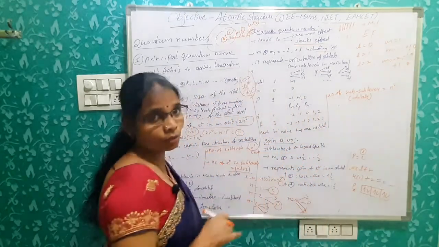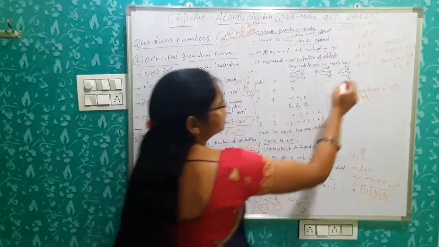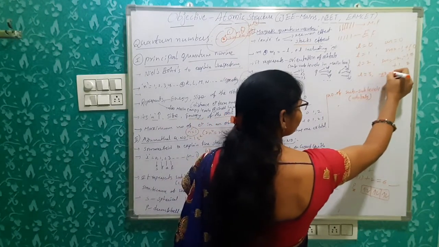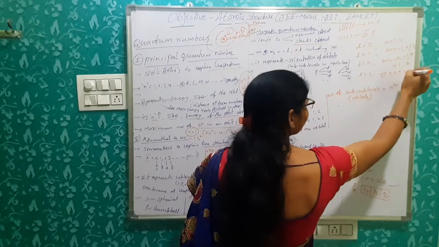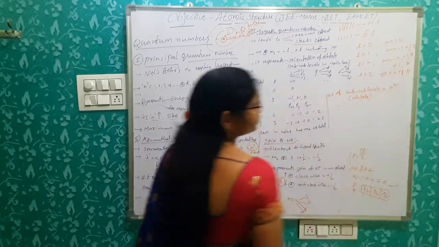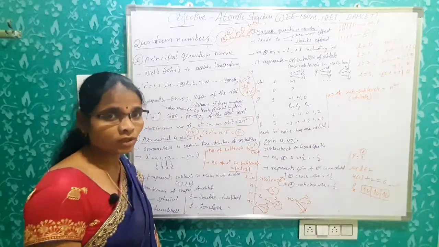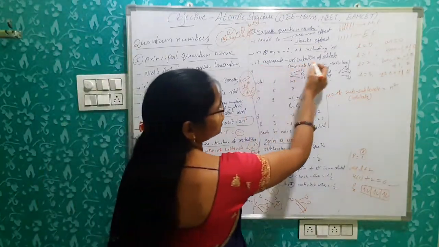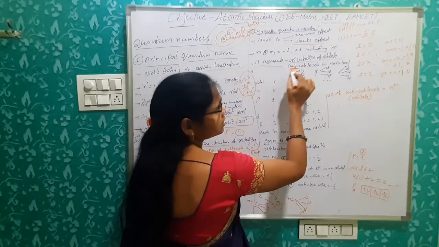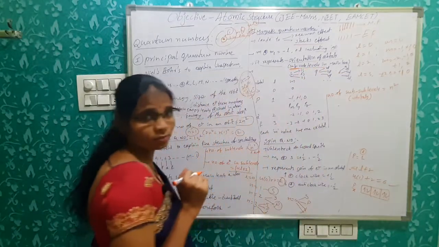So not more than 2. Clear? So if l is equal to 3, then plus or minus 3, plus or minus 2, plus or minus 1, including 0. So not more than 3. Okay. It represents the orientation of orbitals in space. It represents sub levels in main levels.